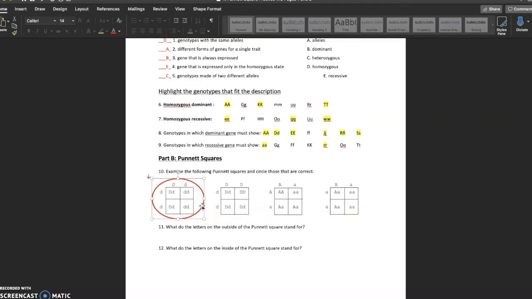So we had to copy and paste and bring that circle over here for this one because that one was also correct. So these two are the two correctly completed Punnett squares.